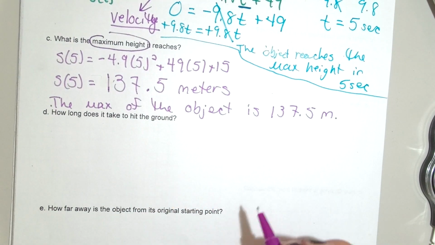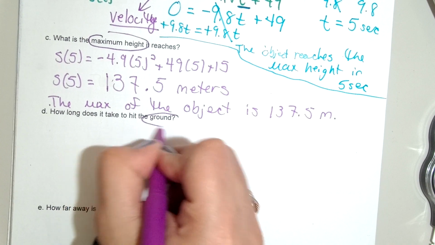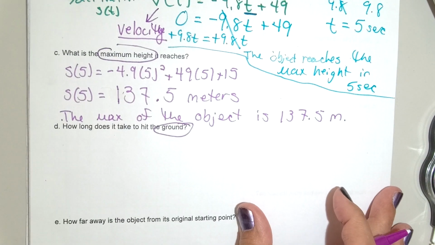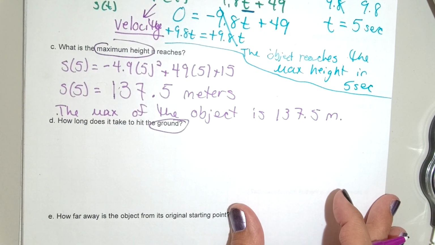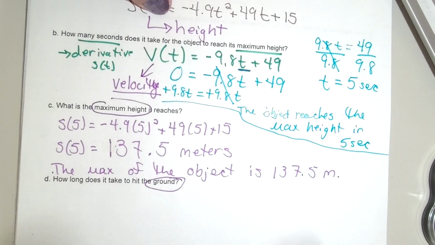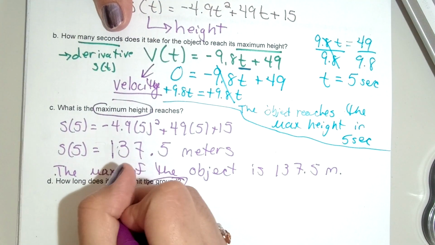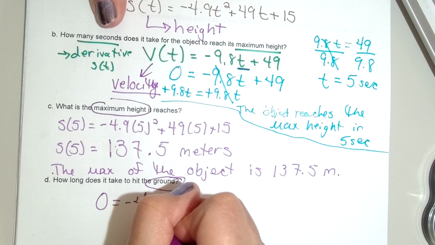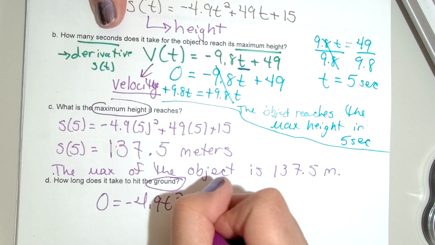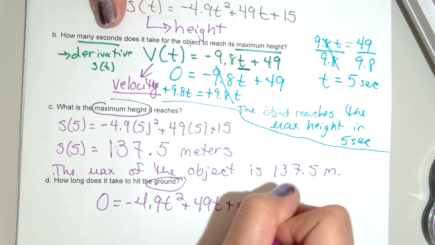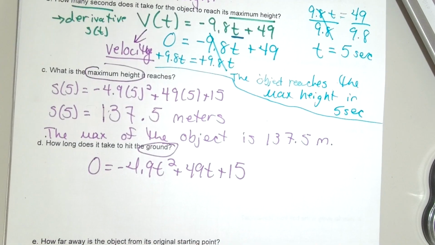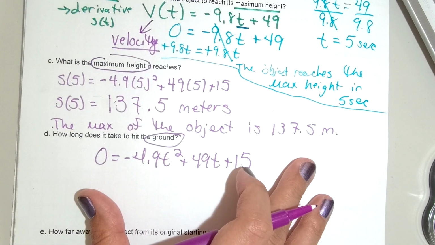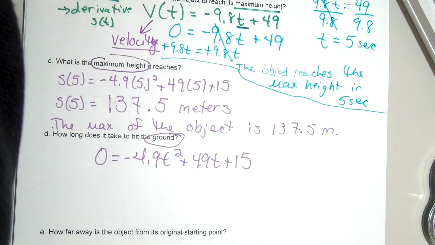All right, next one. How long does it take to hit the ground? When it hits the ground, what is the height? 0. So I'm going to have to go back to this equation and set it equal to 0. And then you're going to need the calculator for this part. So make sure you have your calculator.